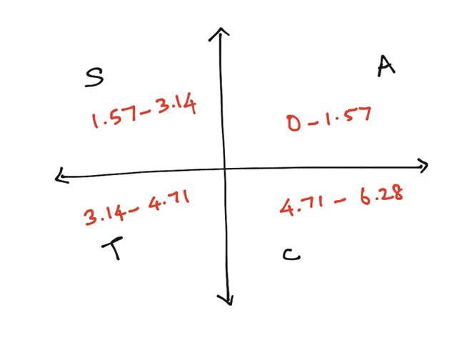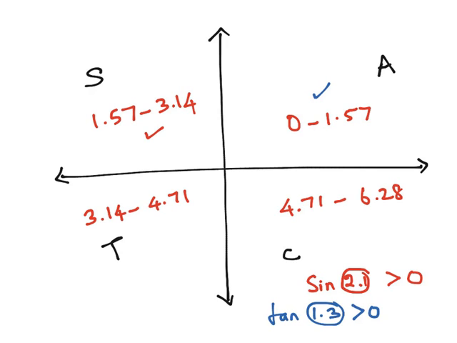Okay, so suppose I want to find sine of 2.1. As you can see, this 2.1 lies in the second quadrant, so obviously it will be positive. Suppose I want to find tan 1.3. This 1.3 lies in the first quadrant, so obviously in the first quadrant tan is positive.